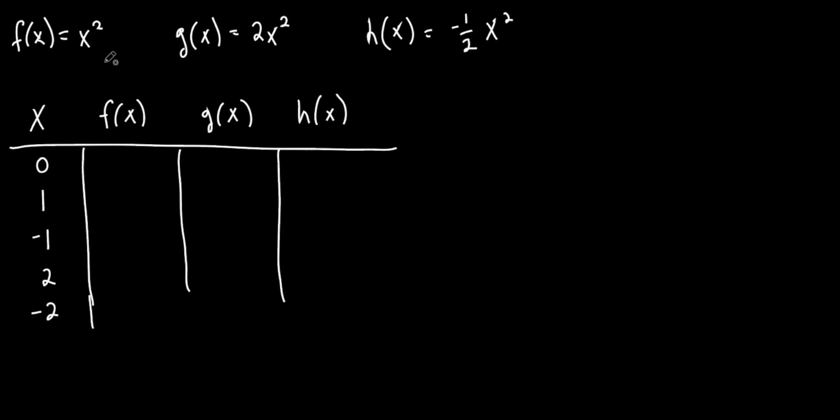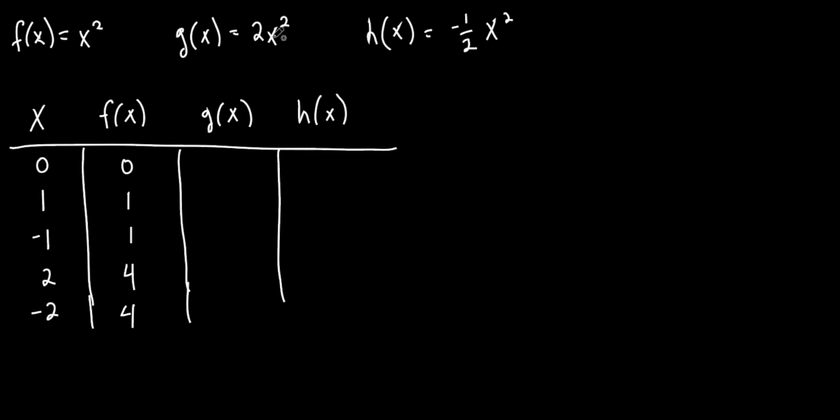So let's put it into the f of x function first. So we're putting a 0 in for x. So what's 0 squared? 0. 1 squared, 1. Negative 1 squared, 1. 2 squared, now you're getting slower, 4. 2 squared is 4. And then negative 2 squared is what? Is it negative or positive? It's positive because you're squaring a negative. All right? Everybody with me on that? Yeah, that was easy.